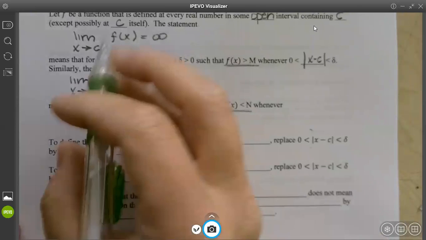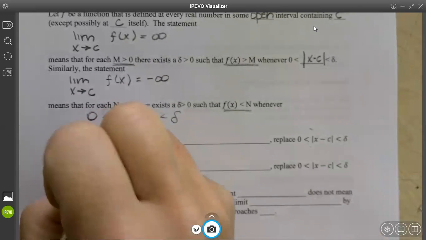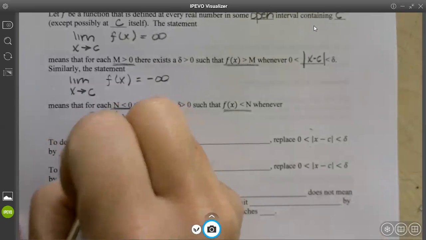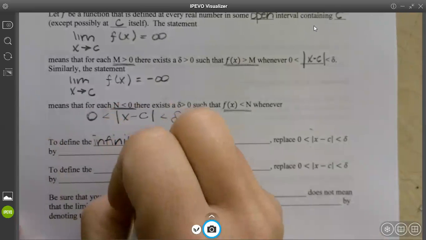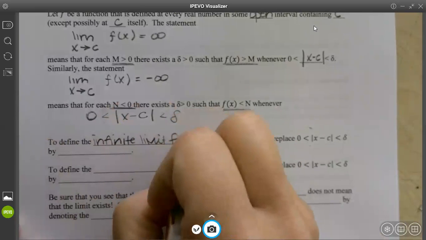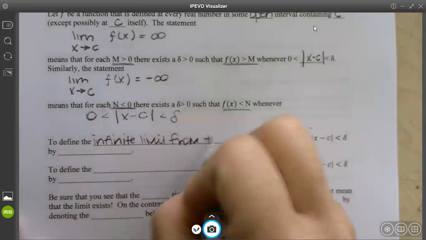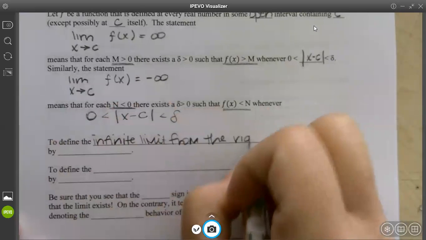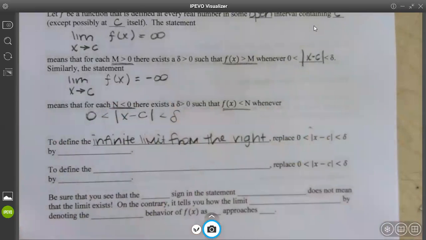To define the infinite limit from the right, replace 0 less than the absolute value of x minus c less than delta.